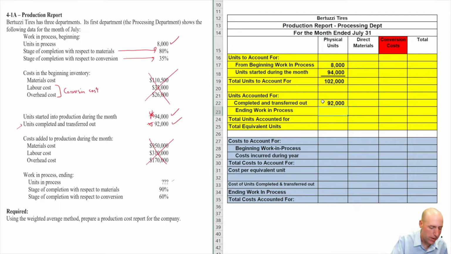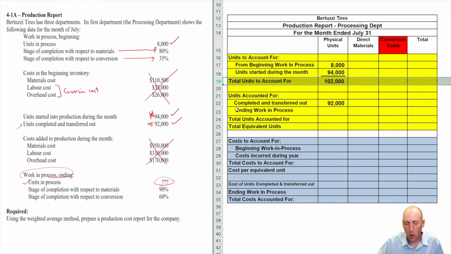Ending WIP, that was this. WIP ending units, we don't know. Now, here's where, again, you wouldn't know this your first time doing the question. This line here, total units to account for, has to match total units accounted for. These 2 lines must match. So this 102 up there has got to be 102 down here. It just has to be. So I can work backwards and figure out my ending work in process.